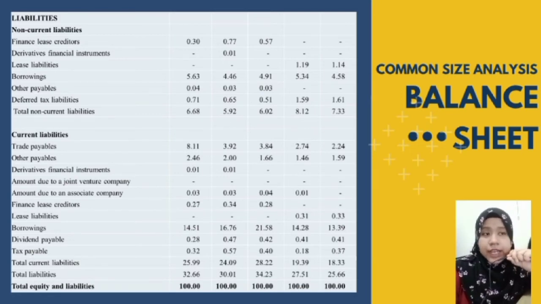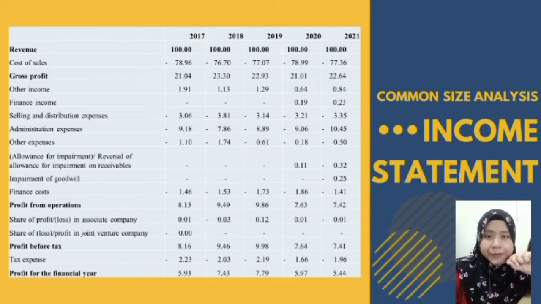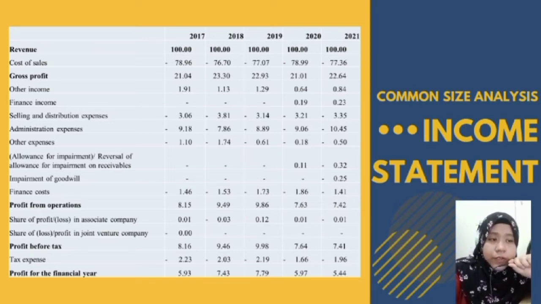Next is the common size analysis of the income statement. The above table shows the common size analysis of the income statement where the revenues were used as the basis. From the table, the cost of sales holds the largest percentage, where there is an inconsistent trend from 2017 to 2021. The cost of sales in year 2020 was the largest, which is 78.99% compared to other years between 2017 and 2021. Next, the selling and distribution expenses increased to 3.81% in 2018.